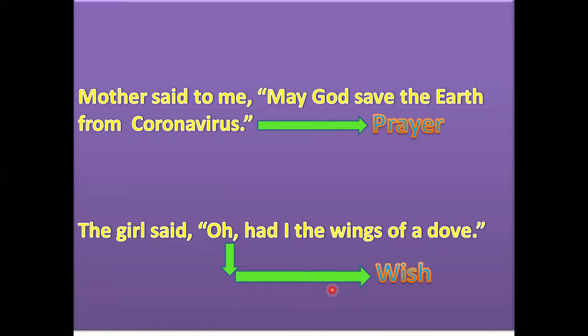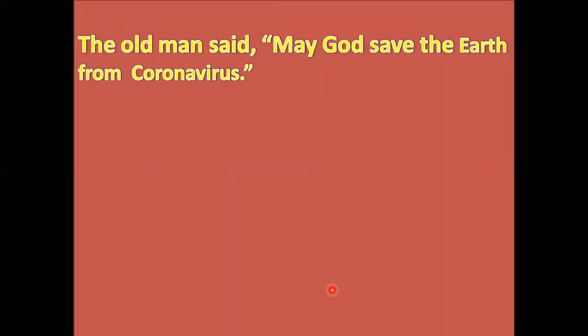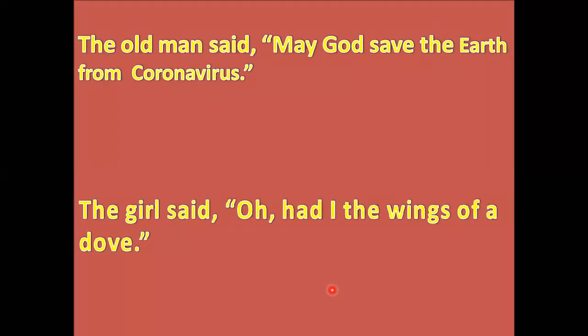So when we are given this kind of sentence, what do we do in order to change the sentences from direct to indirect speech? Let's see some more illustrations and examples. Let's take the same example for our illustration. May God save the earth from coronavirus. Oh, had I the wings of a dove. So what is the first sentence? It's a prayer, as we discussed in the previous point.